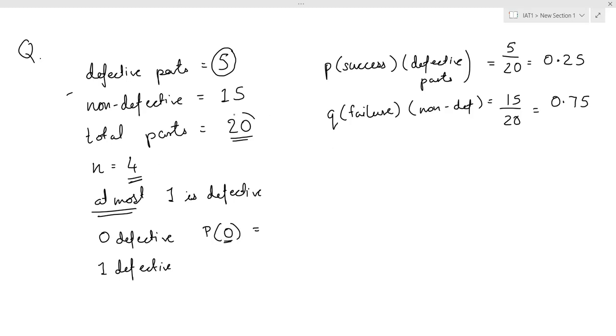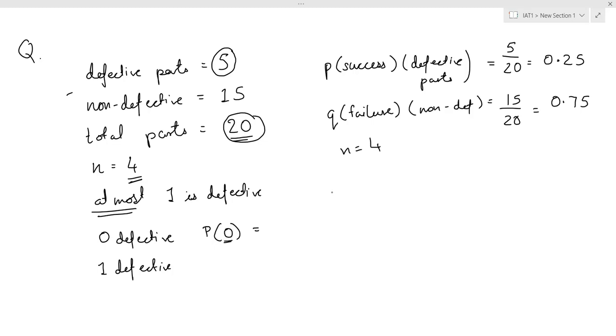See, there are total 20 parts. But out of those 20 parts, are we checking all the 20 parts? We are not checking all the 20 parts. We are checking only 4 parts. So our sample space is 4. So n is equal to 4. So what is the probability of getting 0 defective parts?